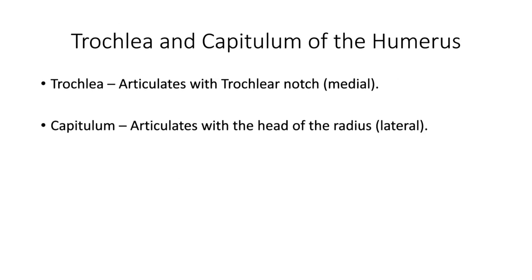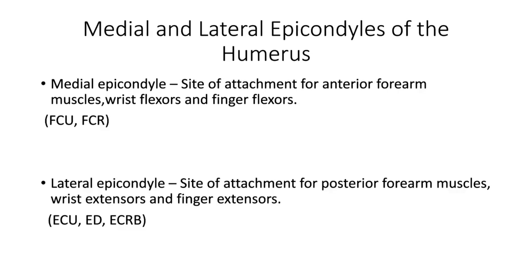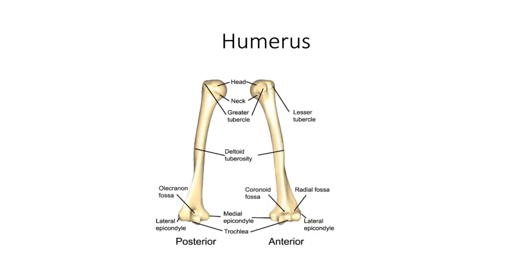The trochlea and the capitulum of the humerus are also towards the distal end. In this picture, the trochlea is labelled, but the capitulum's not. The capitulum is located slightly more laterally, further towards the lateral epicondyle than the trochlea.